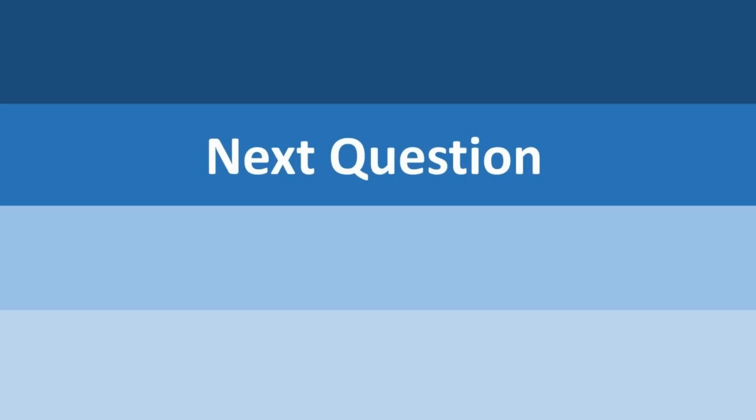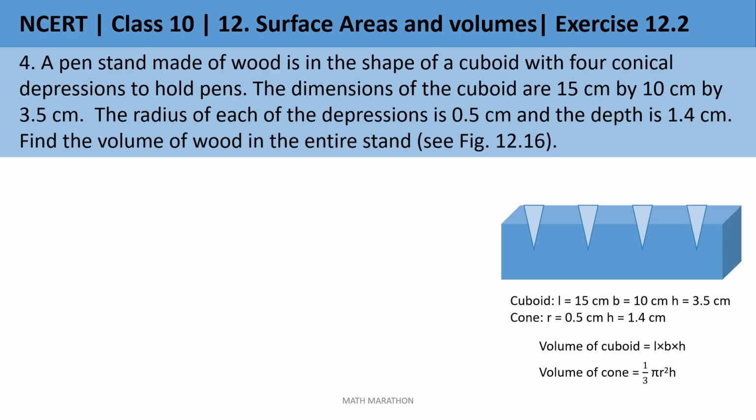Let us see next question. A pen stand made of wood is in the shape of a cuboid with 4 conical depressions to hold pens. The dimensions of the cuboid are 15 cm by 10 cm by 3.5 cm. The radius of each of the depressions is 0.5 cm and the depth is 1.4 cm. Find the volume of wood in the entire stand.